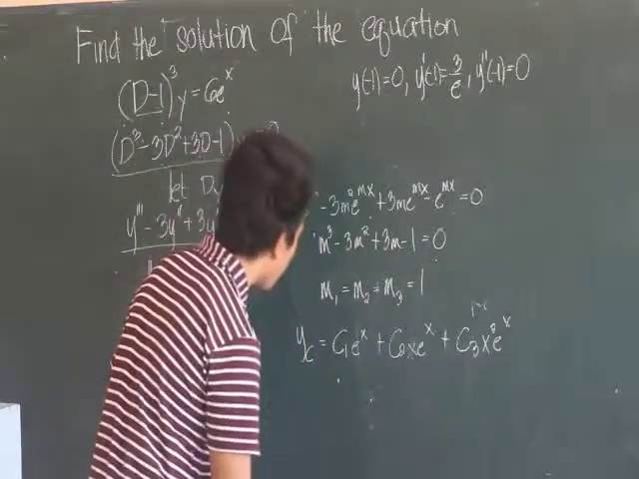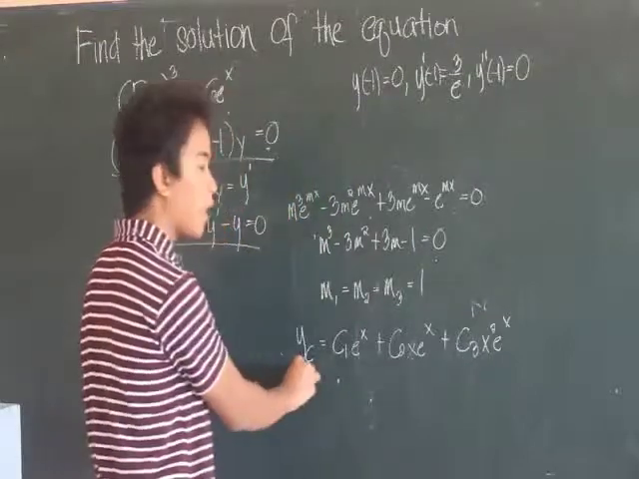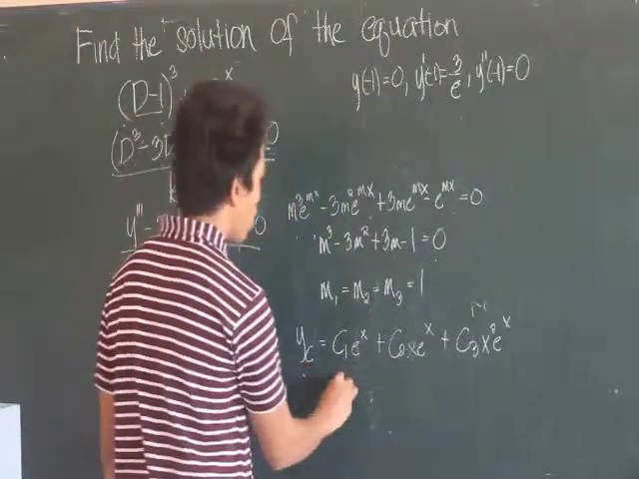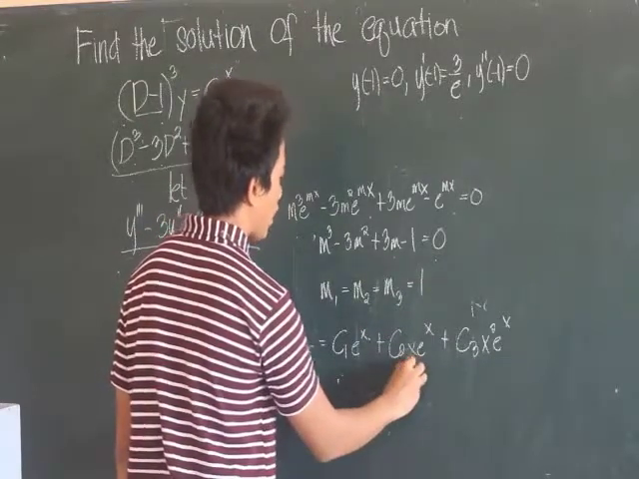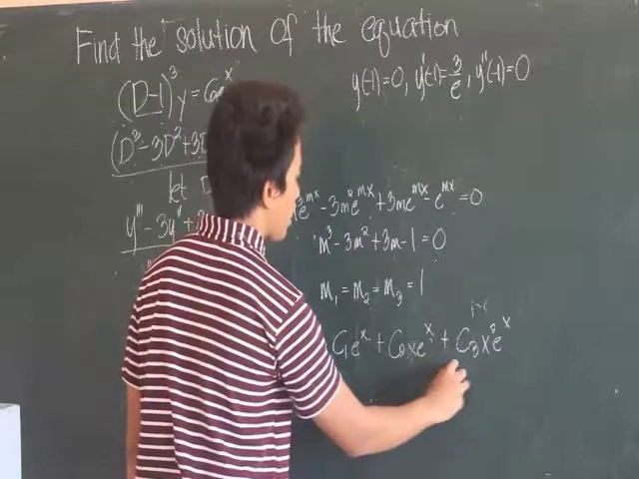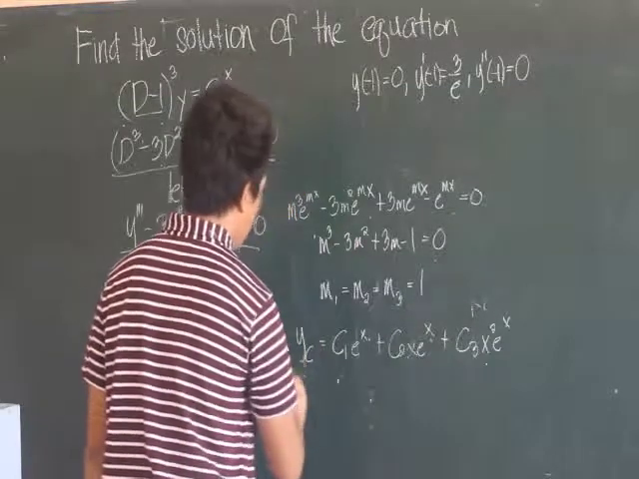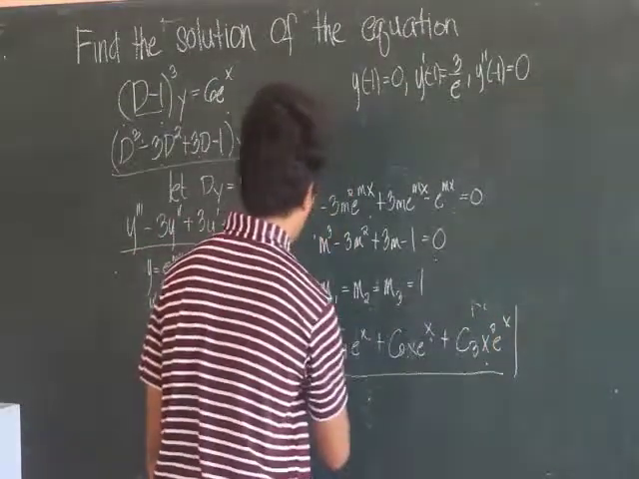So now we have yc, or the complementary solution, equal to c1 e to the x plus c2 x e to the x plus c3 x squared e to the x. This is our complementary solution.